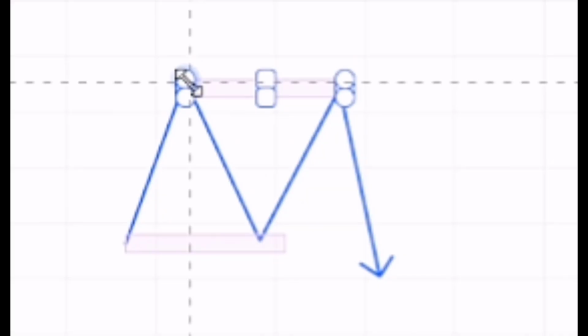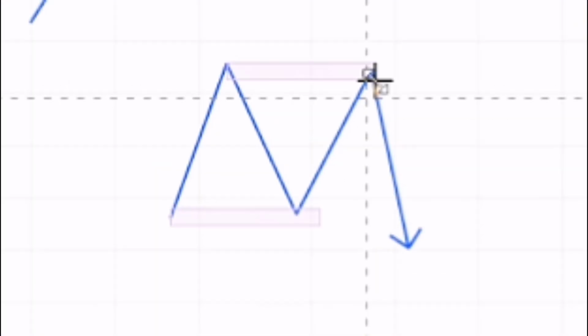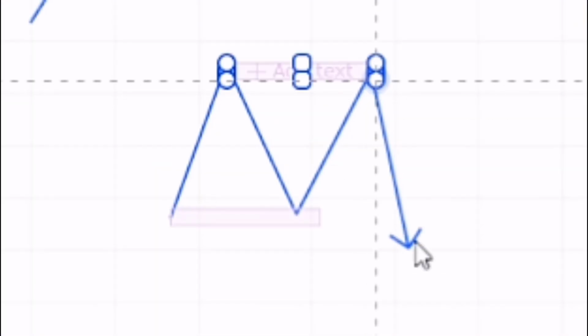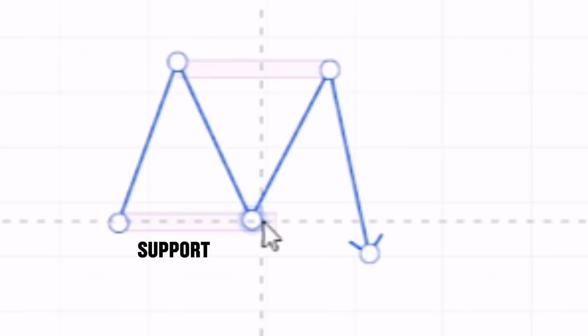A support is that area where demand is strong enough to overcome the sellers. That zone where demand overcomes the selling pressure is what I call the support level. And a resistance level is that price where supply tends to overcome the buyers in the market, resulting in more sellers. So this is a resistance level, and this tends to be a support level.